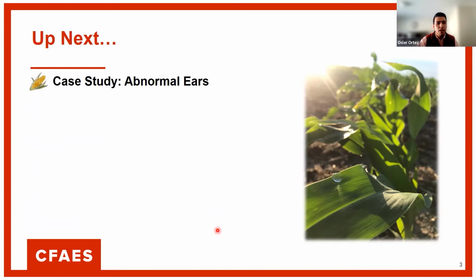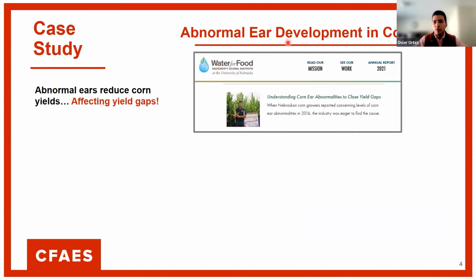So my first stop here is the case study of abnormal ear development in corn. This might be a new topic for several of you in the audience, but also this might not be a new topic for several of us. We know that by looking at this title here, understanding corn ear abnormalities can help us to close yield gaps. That's something that we learned in the past several years. These abnormalities do decrease yield, and hence they can negatively affect yield gaps.